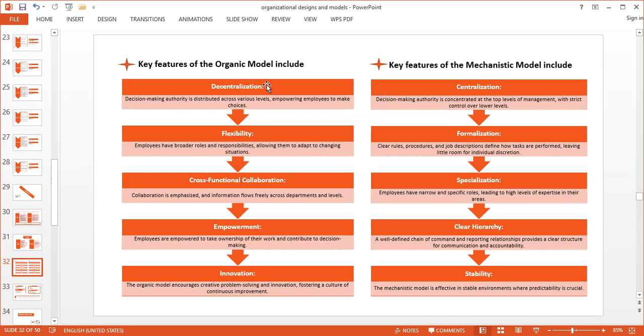So we can compare them both. In the organic model there is decentralization, in the mechanistic there is centralization. In organic there is flexibility, while there is formalization. In the organic model there is cross-functional collaboration, while in mechanistic there is specialization. In the organic model there is empowerment, while in mechanistic there is clear hierarchy. In the organic model there is innovation, while in mechanistic there is stability.